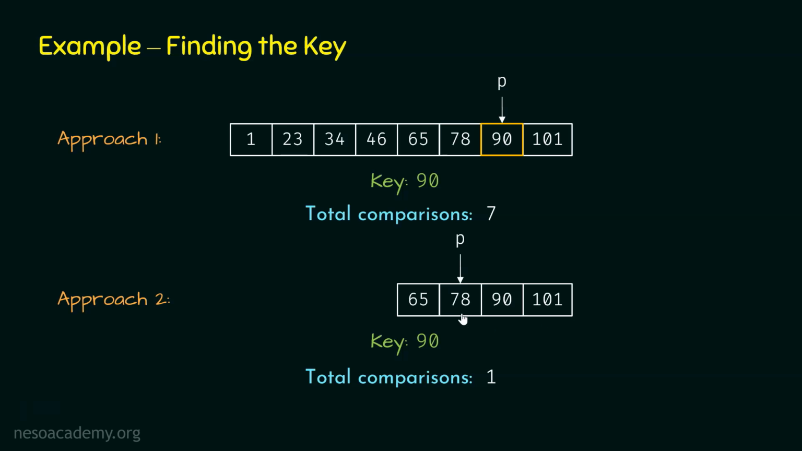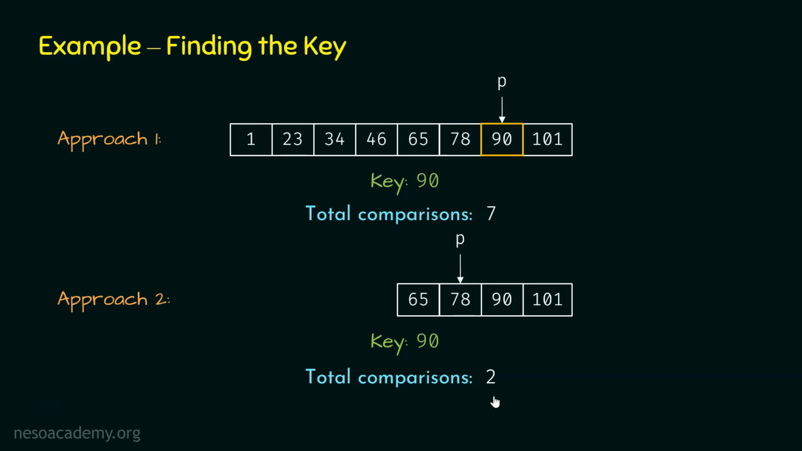In this list, the middle element is 78. Why? There are 4 items in this list and 4 divided by 2 is 2. So, the second element is the middle. Now, let's compare 78 and 90. Is 78 equal to 90? No. At this point, we are done with one more comparison.